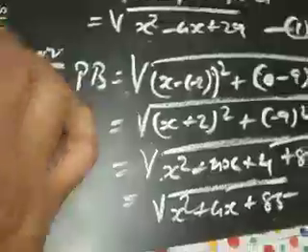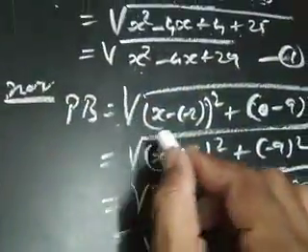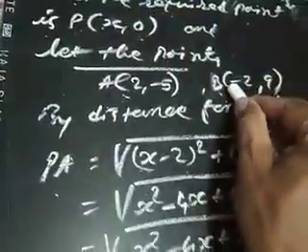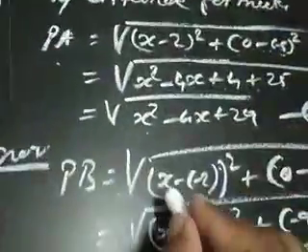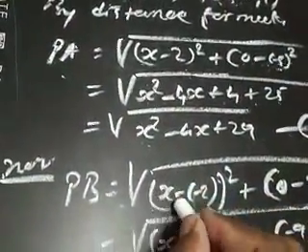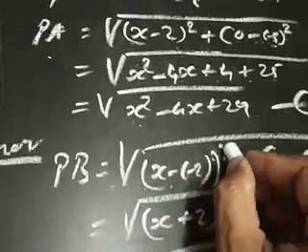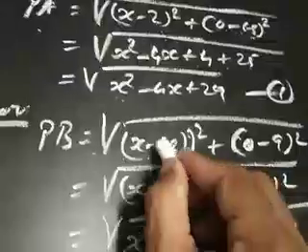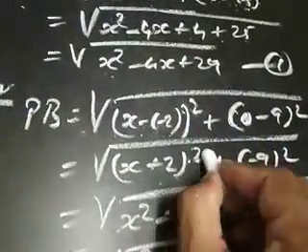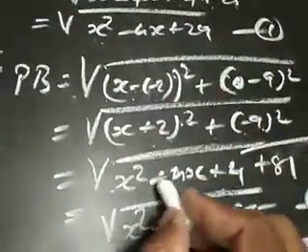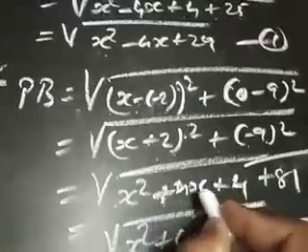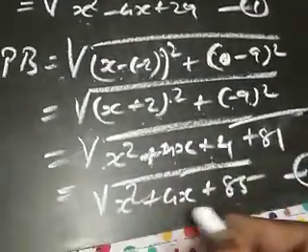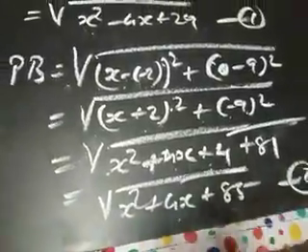Now we find PB. Again we take P and B: the square root of (x minus (-2)) squared plus (0 minus 9) squared. If we open this bracket, (x plus 2) squared plus (-9) squared gives x squared plus 4x plus 4 plus 81, so we get x squared plus 4x plus 85 under the root, which is equation number 2.